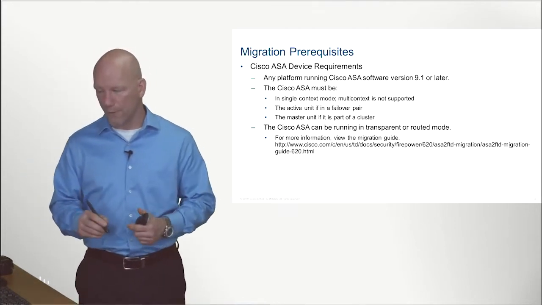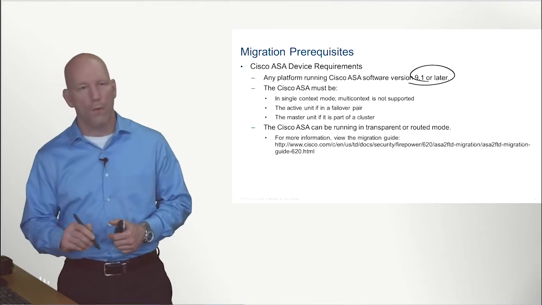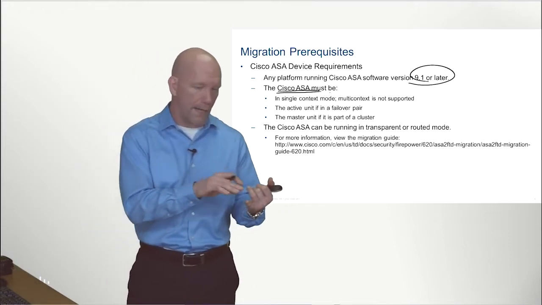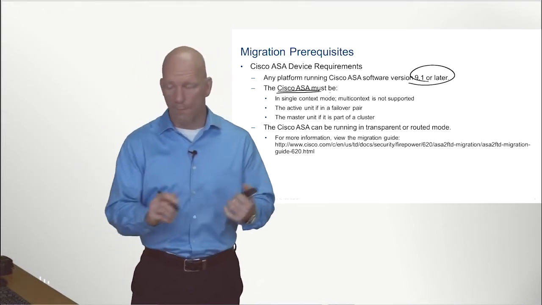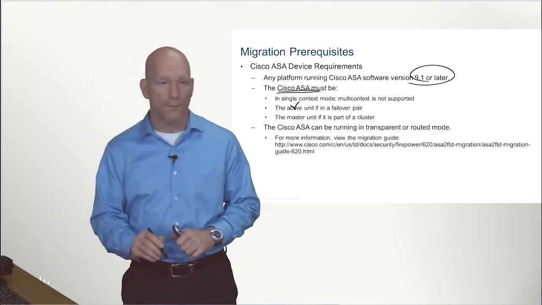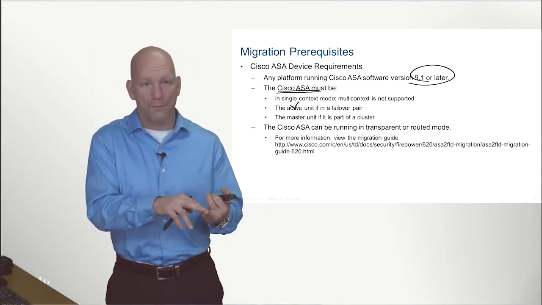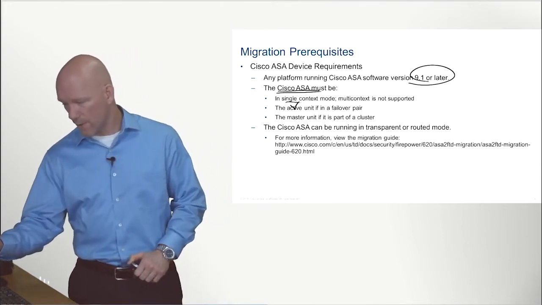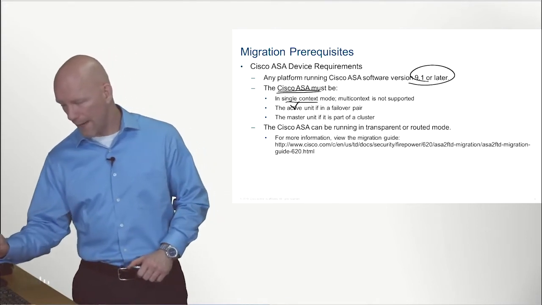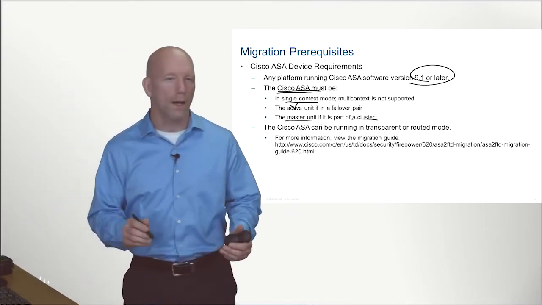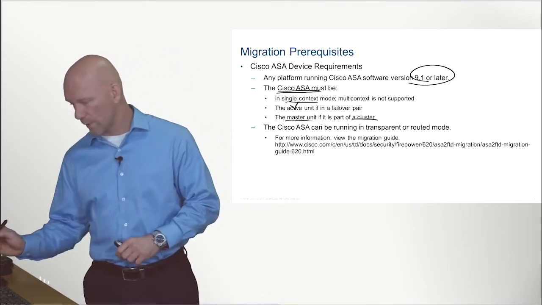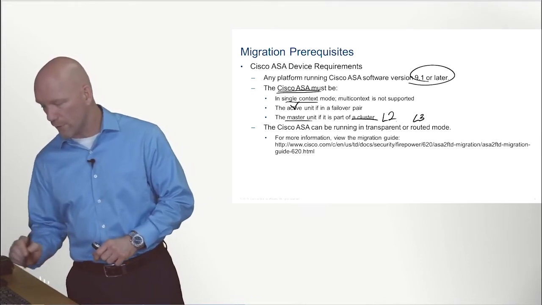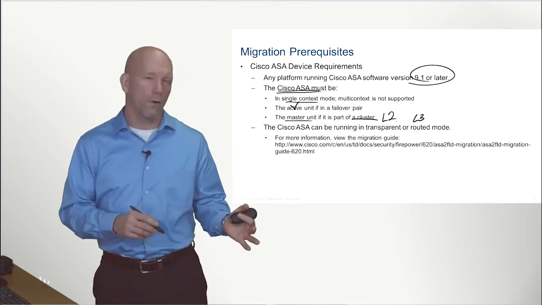So once again, the prerequisites. As we said earlier, as long as you're on 9.1 or later, if you are continuing from our last subject, if you are in a failover pair, you need to make sure that you're bringing over the config of the active unit. If you're in an active failover pair, then again, it's going to have to be in your single context mode. Guys, if you're in a cluster, it's going to have to be the master unit of the cluster. And then last but not least, what's really, really good is we can support our layer 3 routed mode or our layer 2 transparent mode of the firewall operation.